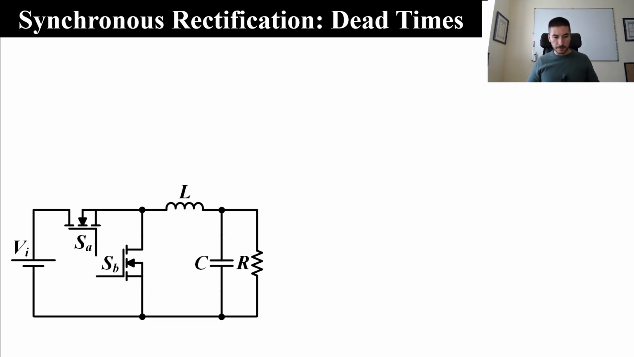Well, so basically the idea is that we are going to implement this topology, which is the synchronous buck converter. When we replace the diode with a MOSFET, we talk about a synchronous rectification buck converter.